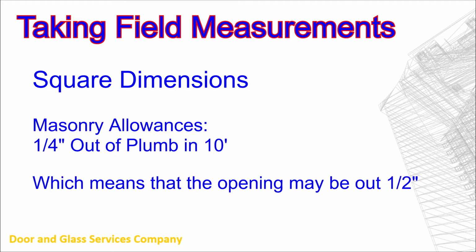The construction tolerance for masonry allows the masonry material to be placed up to a 1/4 inch out of plumb or level in 10 feet. In our example, that means that a total 1/2 inch tolerance is allowable in the width of the opening. So the top can measure a 1/2 inch different than the bottom. And that amount of variation is within the allowable tolerance for masonry construction.